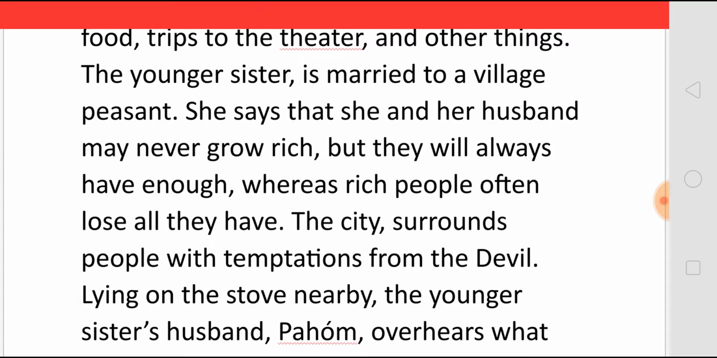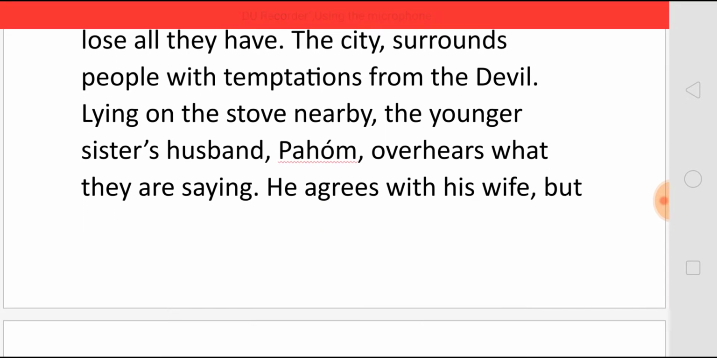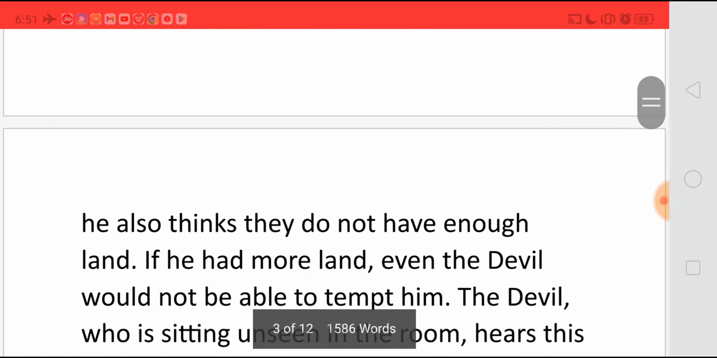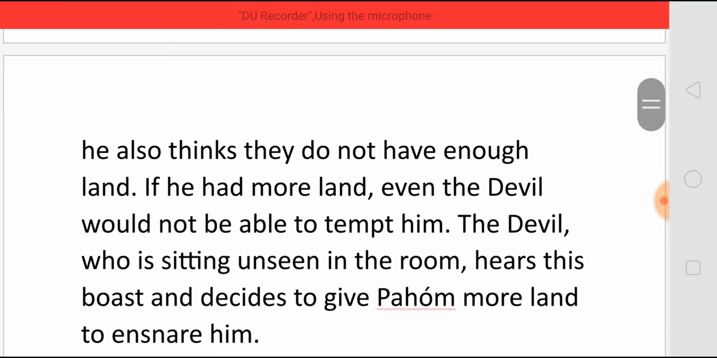Her husband, Pahom, is lying near a stove, and he hears all that they are saying, and he feels that his wife is correct, but at the same time, he also has a feeling that he does not have enough land. Only if he had more land, even the devil would not be able to tempt him. But actually, the devil is sitting in the same room, though no one is able to see the devil. And he hears this man boasting that if he has a little more land, even the devil cannot tempt him. And so it decides to give Pahom more land and bring him under its control.